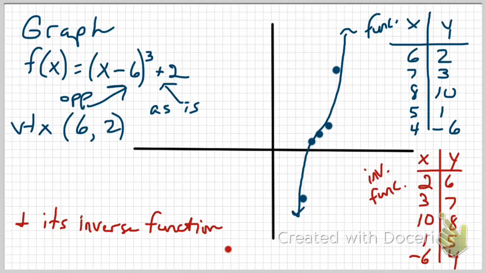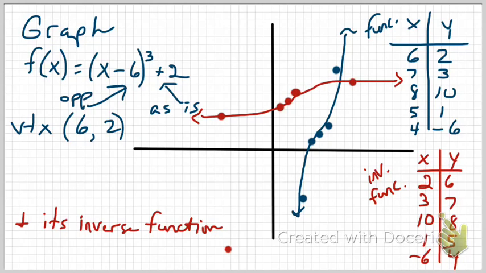We have a point where 2 meets 6. Here it is. 3 meets 7. 10's going to meet 8. Aha. 1 meets 5. And -6 meeting 4. Connect them. Let's see that sideways snake we've come to expect from a cube root function.